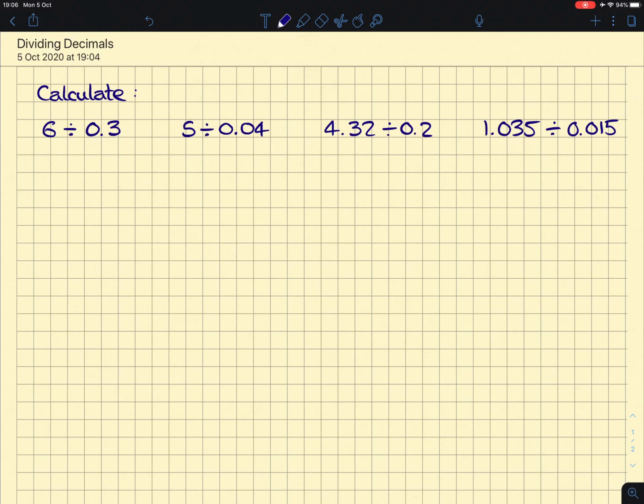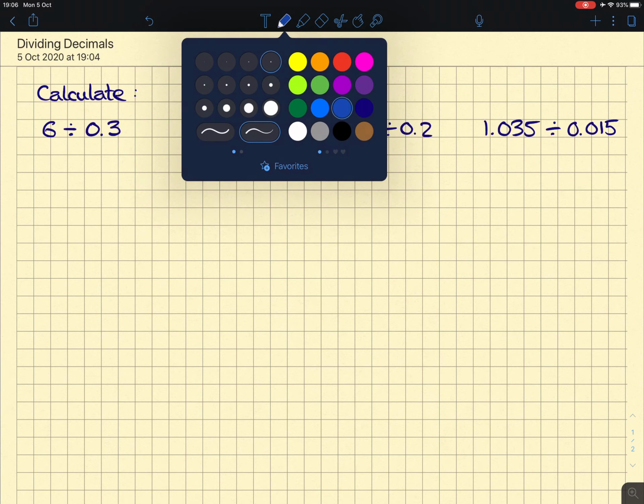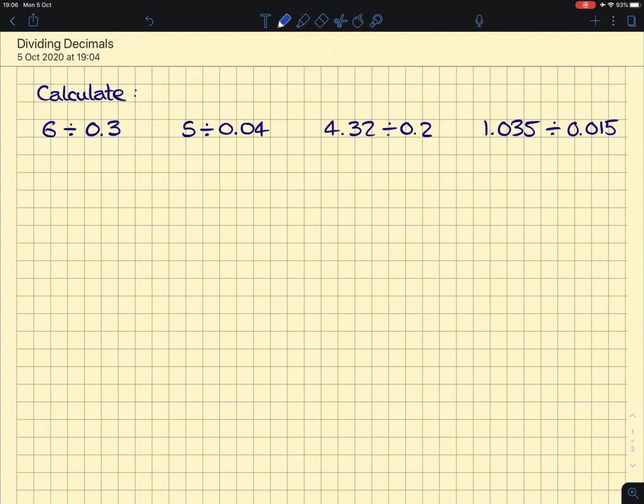In this video, we're going to be dividing by decimals without using a calculator. So the key to setting up any division by decimals problem is, first of all, do not write it as a division, write it as a fraction. Every single one of these questions I'm going to restructure to look like the following: 6 divided by 0.3, or 6 over 0.3, 5 over 0.04, 4.32 over 0.2, and 1.035 over 0.015.